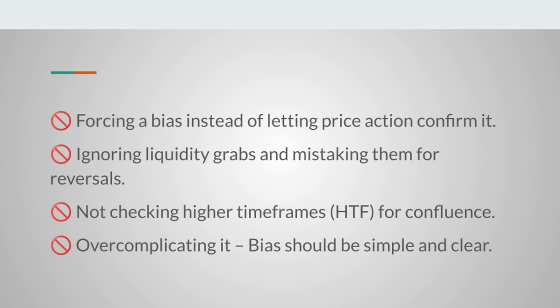The third one is not checking higher time frame. I think I've always talked about this, even in my market structure video. I talked about checking higher time frame. It is important so that you know you can have your confluences on higher time frames. And the last thing is overcomplicating it. Bias should be simple and clear.